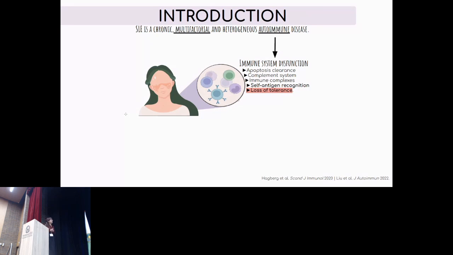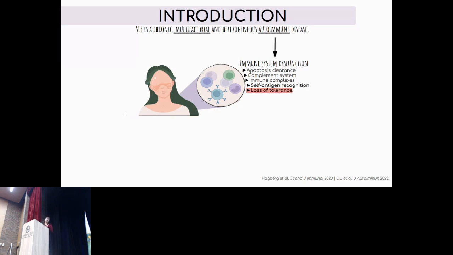Lupus is a chronic, multifactorial, and heterogeneous autoimmune disease. This disease is characterized by immune system dysfunction. Among the different mechanisms that are involved in lupus pathophysiology, we can observe deficiencies in apoptosis clearance, in the complement system, in the formation of immune complexes, and in self-antigen recognition, and all this promotes a loss of tolerance.